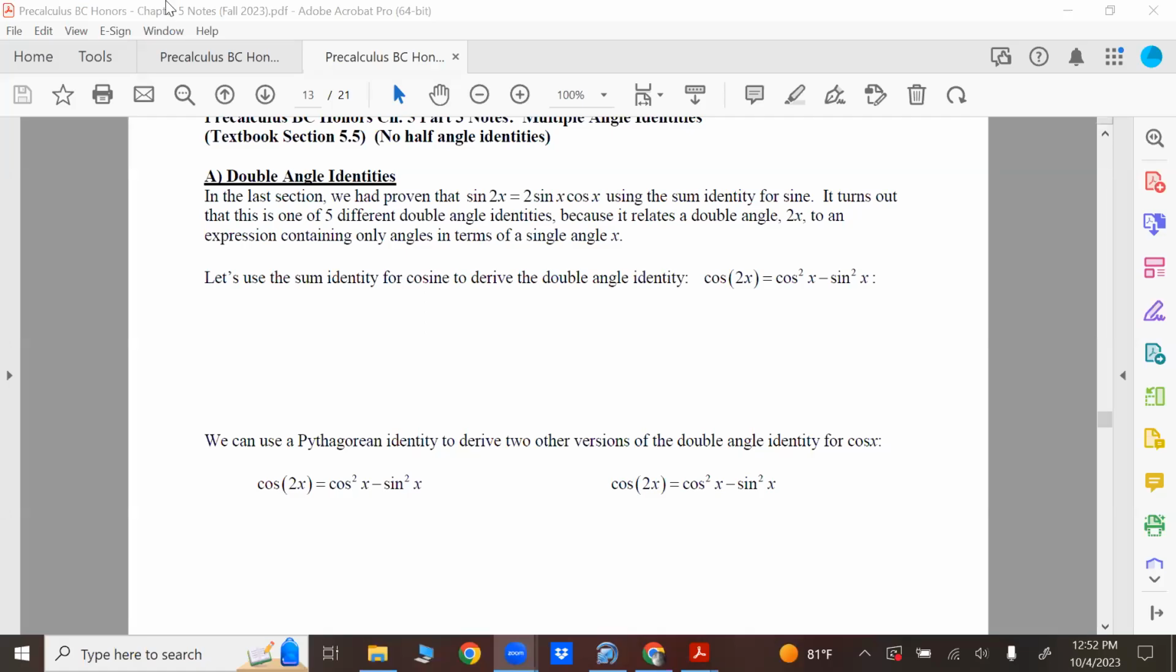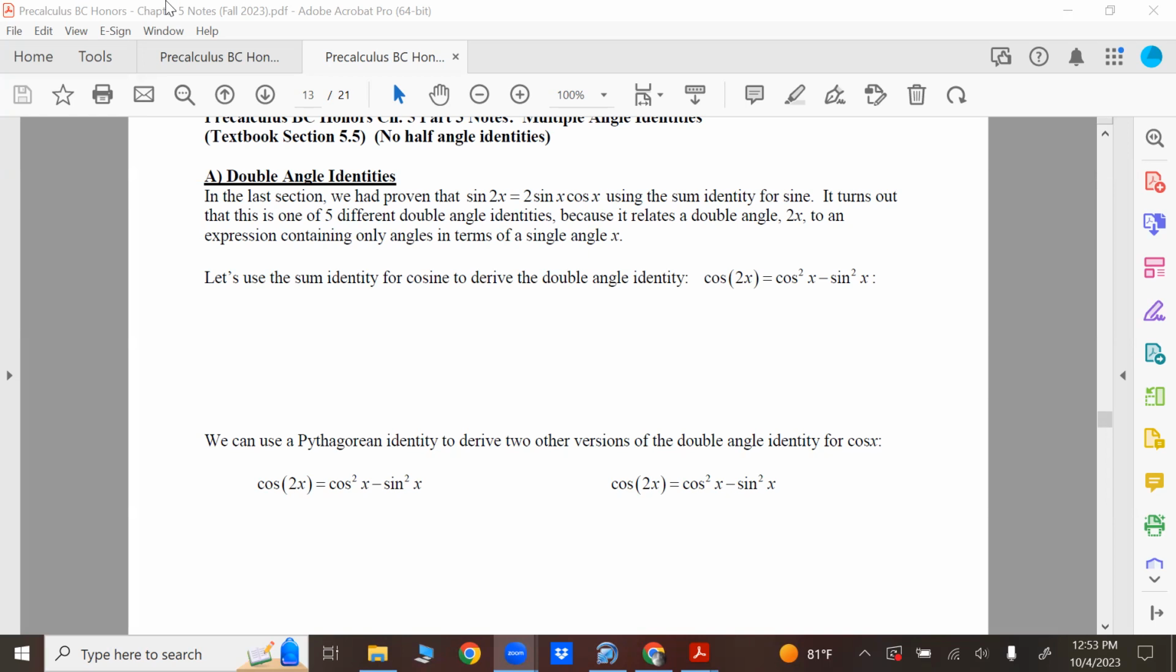All right, doubling identities. Now, these I won't give to you. I'll give you the sum and difference formulas. You could derive these from the sum and difference formulas. So, for example, sine 2x, we did prove it. If you have a sine of x plus x and work it out, you get 2 sine x cos x.